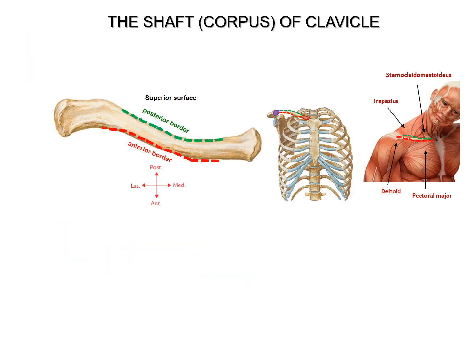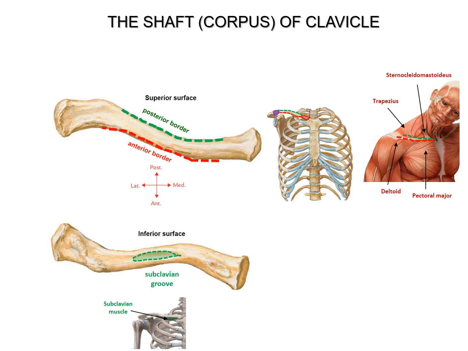The superior surface of the shaft is subcutaneous between the attachments of the deltoid and trapezius muscles. The anterior border is concave forwards and gives origin to the deltoid muscle. The posterior border is convex backwards and provides insertion to the trapezius muscle. On the inferior surface, the subclavius muscle is inserted into the subclavian groove. The subclavian groove is an oval impression.